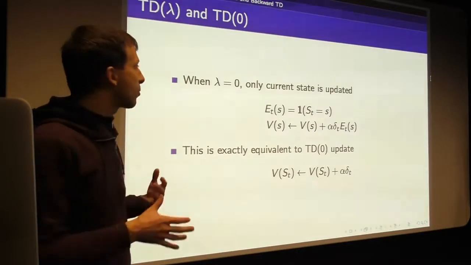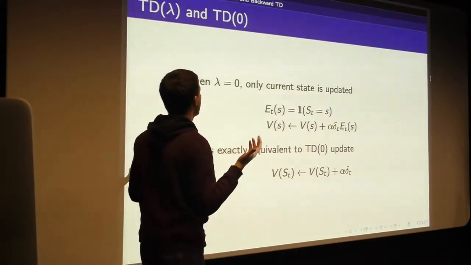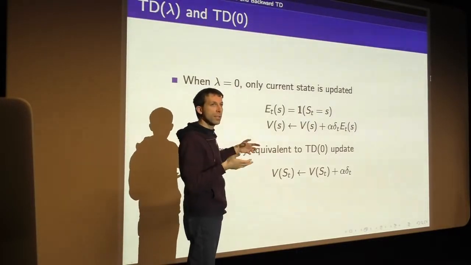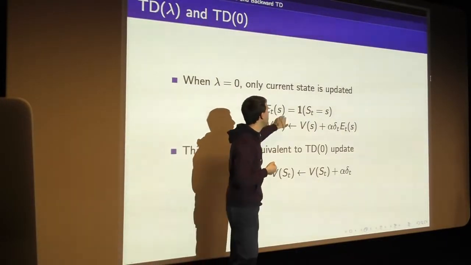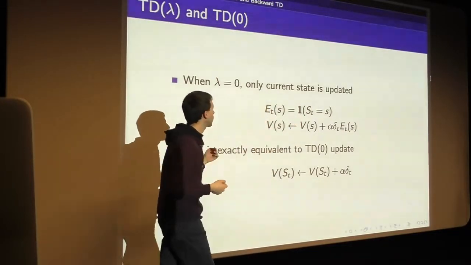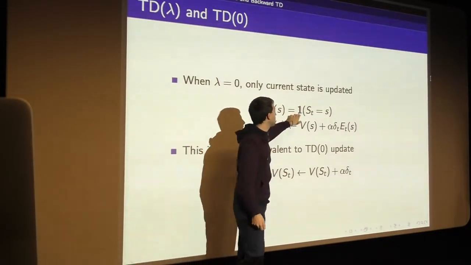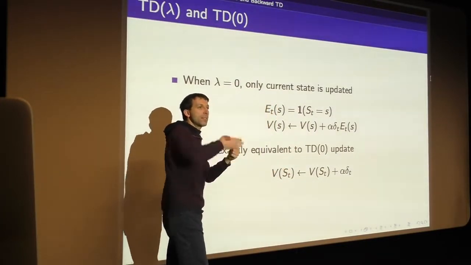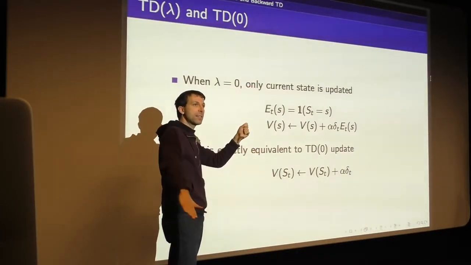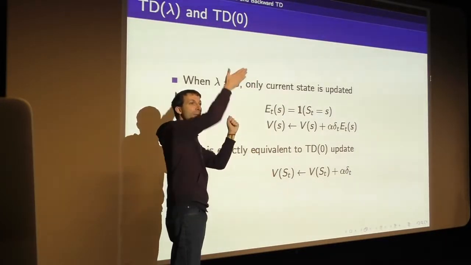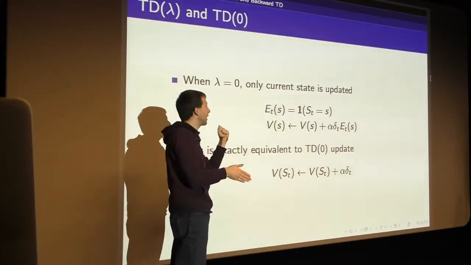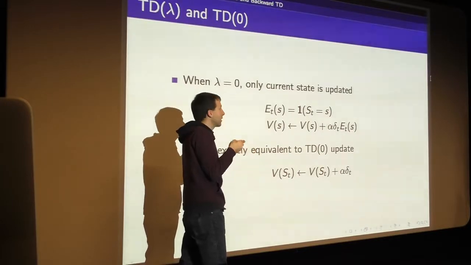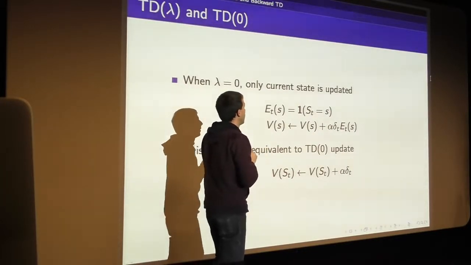So how does this relate to the algorithms we've seen so far? Well, trivially, when lambda is 0, this reduces to the TD0 algorithm. If we plug in the eligibility trace for lambda equals 0, lambda is telling us how rapidly we decay this thing. If lambda is 0, we decay it completely, straight down after we've seen a state. So that means we only assign eligibility at the moment that state is visited.